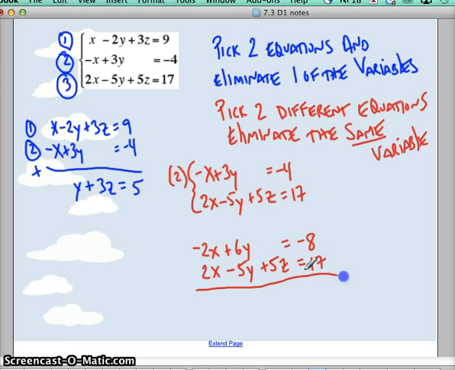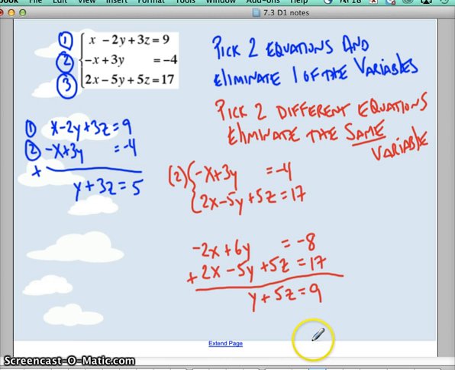Now I can add them up and eliminate the x's. So those will be gone. 6y minus 5y, I'll have a y. I'll have 5z still. And then negative 8 plus 17, we get a 9.